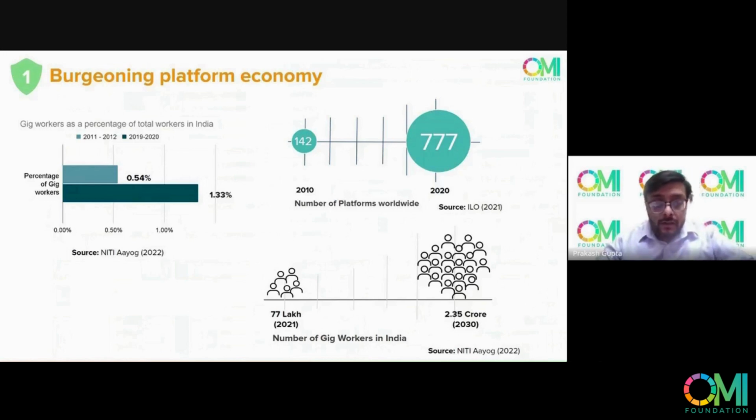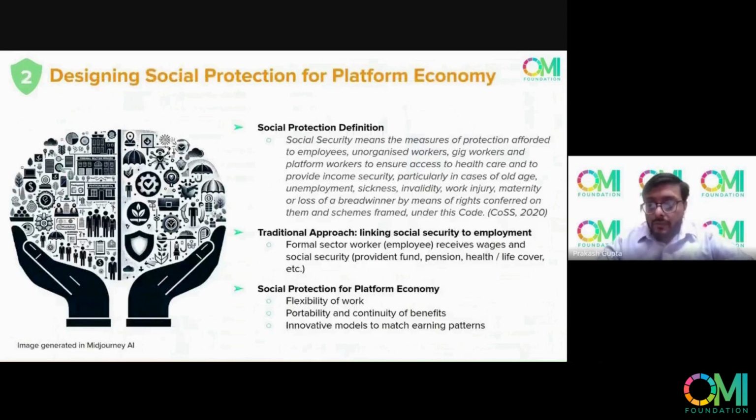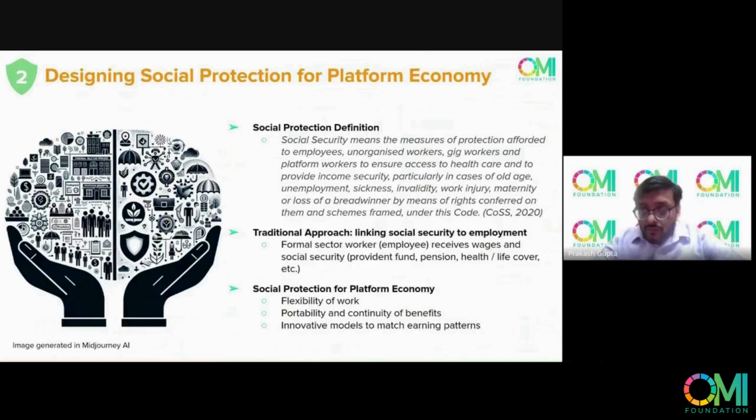For example, Niti Aayog's estimate is that platform workers in India would grow from 77 lakhs to 2.35 crores by the end of this decade. In the same decade, as per the ILO, the number of platforms worldwide grew from 142 to 777. Now, coming to the definition of social security, the screen shows the definition as per the Code on Social Security. I would like to call out some of the social protection measures that the definition points to. These are healthcare, income security, old age, unemployment, sickness, work injury, and maternity.